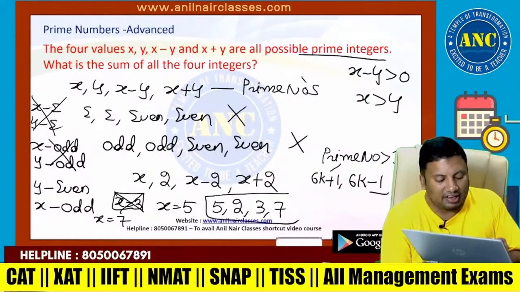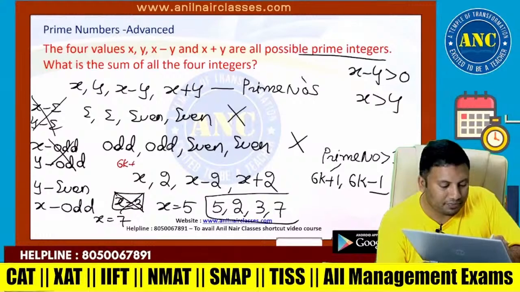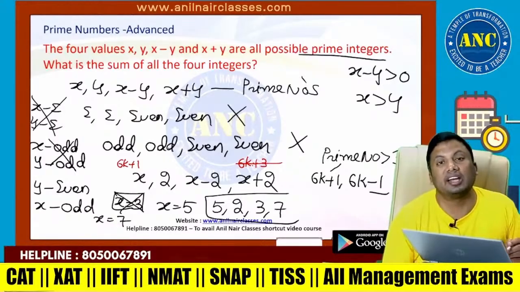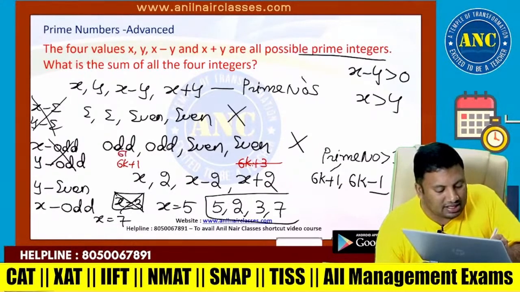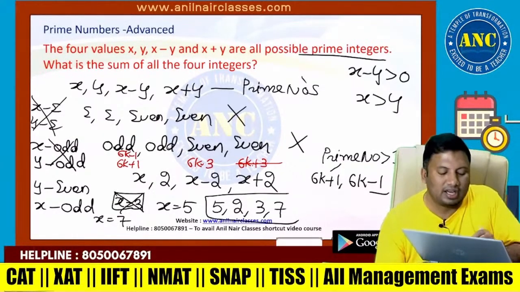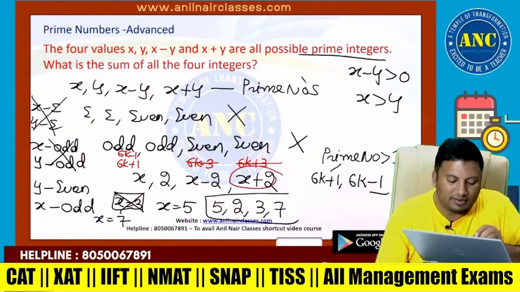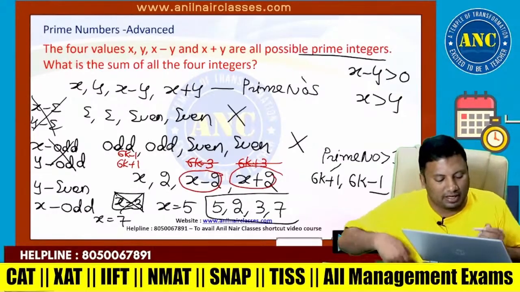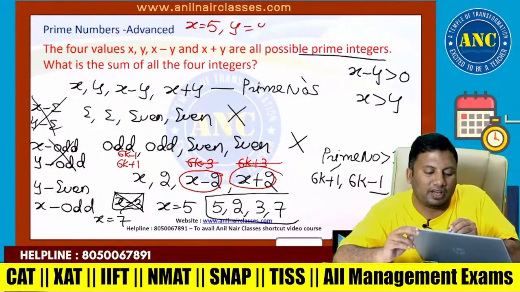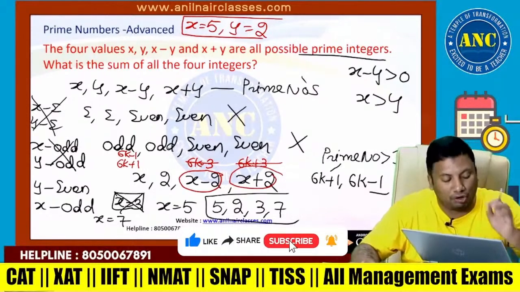Now after 5, if I take 6k plus 1, then adding 2 this will become 6k plus 3, which is divisible by 3. If I take 6k minus 1, then 6k minus 1 minus 2 is 6k minus 3, which is divisible by 3. So after 5, either one of these will be divisible by 3. So the only value which will satisfy is x value 5, y value 2. 5 comma 2, 5 minus 2, 5 plus 2. Beautiful question, we solved it.